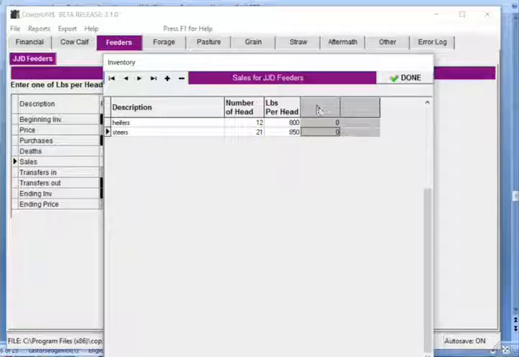It's worth talking about for a minute that there's no sign of a price here. But we actually don't need a price in this case because the sale of these feeders, the price was looked after back in the financial section in the revenue screen. Okay, so that's sales.